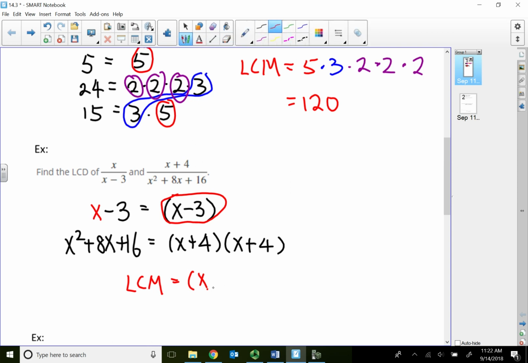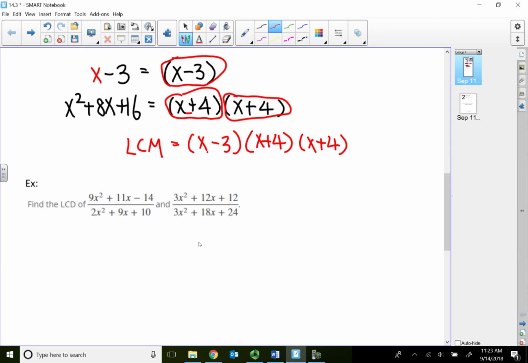The x plus 4 down here did not repeat with another factor up here, so we count this one time. This other x plus 4 did not repeat with another x plus 4 up here in another denominator, so we count this factor one time. So my LCD will just be x minus 3 times x plus 4 times x plus 4. That's the answer right here. You don't have to multiply them out. You can just write them in factored form.